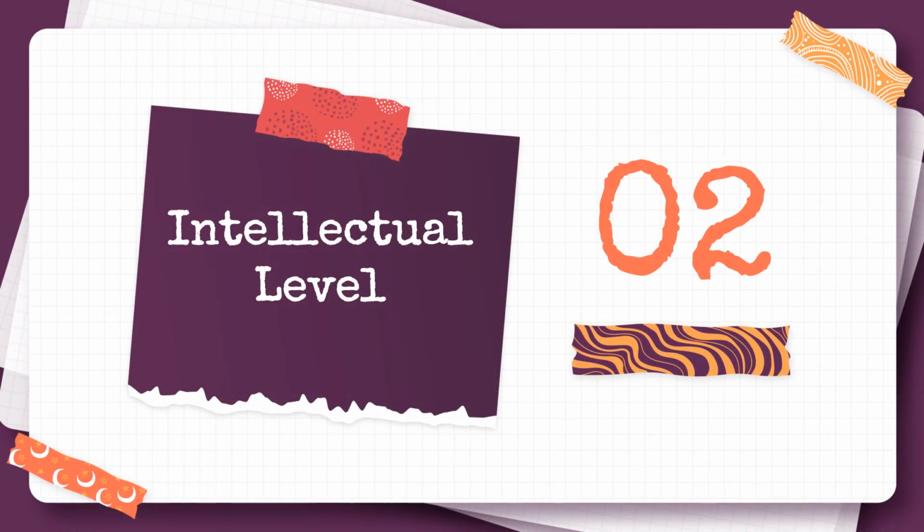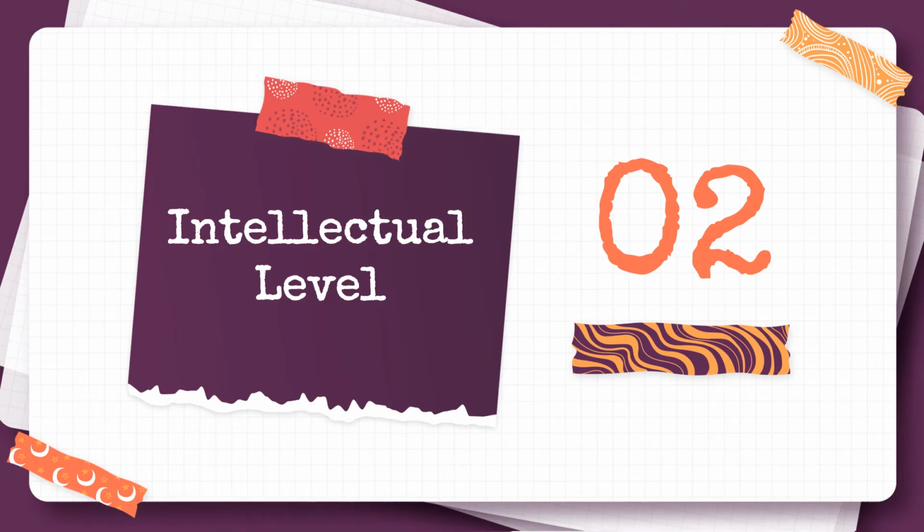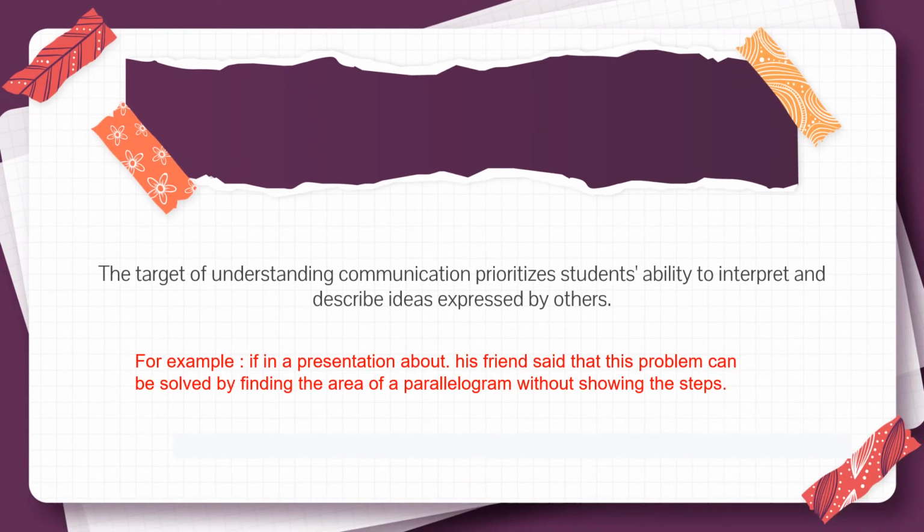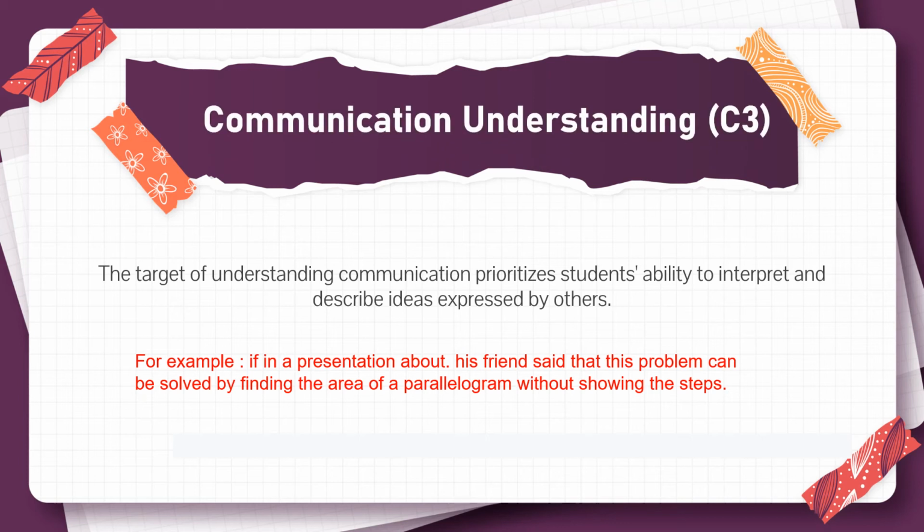Now, we go to the second level, the intellectual level. Do you remember what is C3? Yeah, C3 is communication understanding. The target of understanding communication prioritizes students' ability to interpret and describe ideas expressed by others. For example, if in a presentation, his friend says that this problem can be solved by finding the area of a parallelogram without showing the steps.